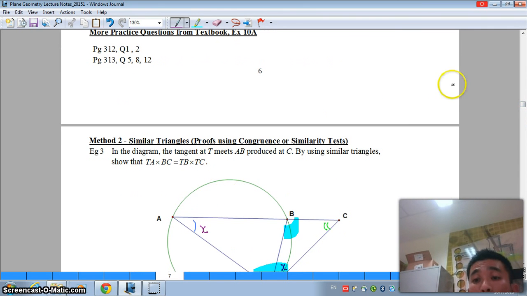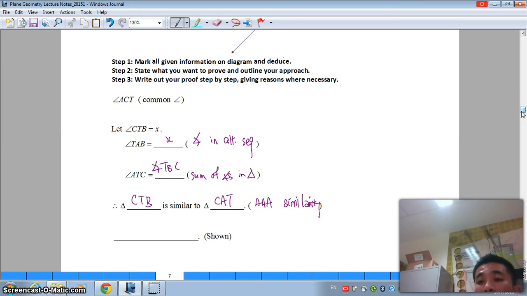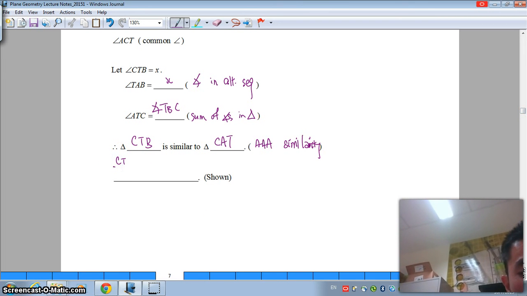Okay, it's very important. The next part actually shows us the product of sides equal to another product of sides. And to do this, you must make use of the corresponding side ratio from the similar triangle to do the proving. How is that done? First thing, please write down all the corresponding side ratios that are equal. CT over CA is equal to TB over AT.